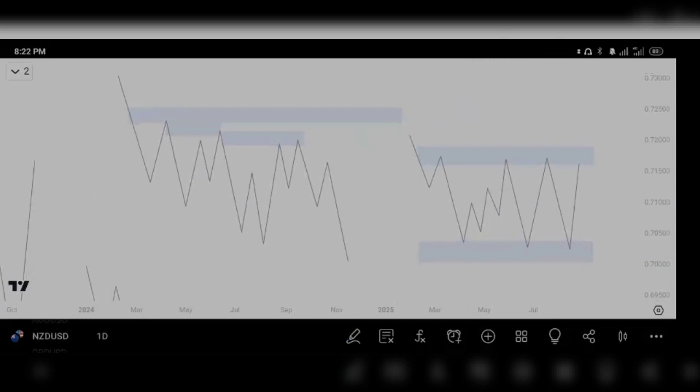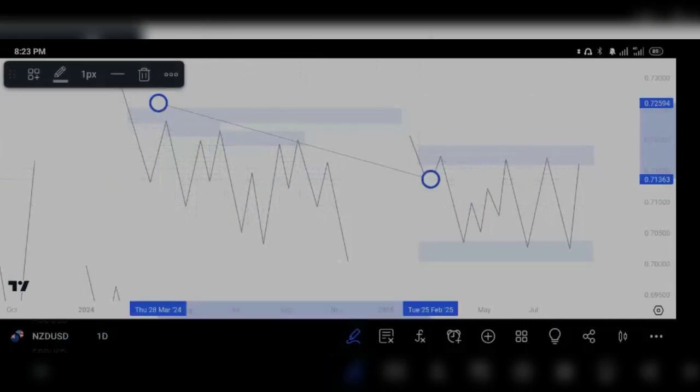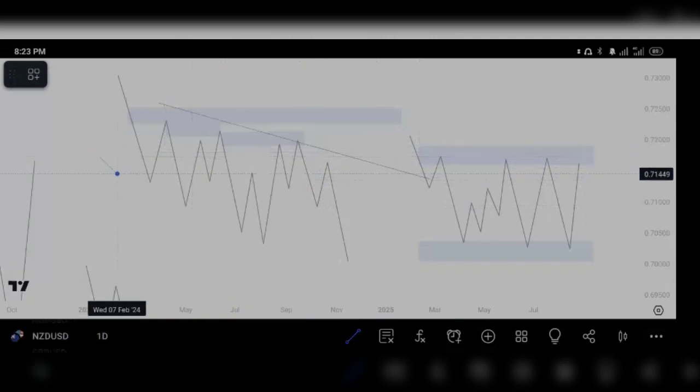Change in what? Change in state of delivery. Now, price can't keep roaming about in a point. Price has to respect structure. If price is in a downtrend, we keep moving in a downward manner. And if price is in an uptrend, we move in an uptrend.